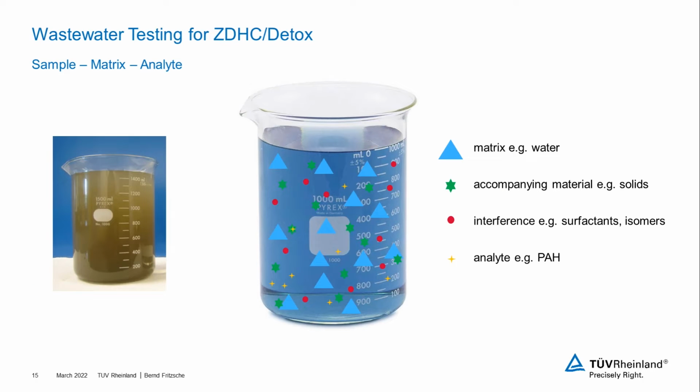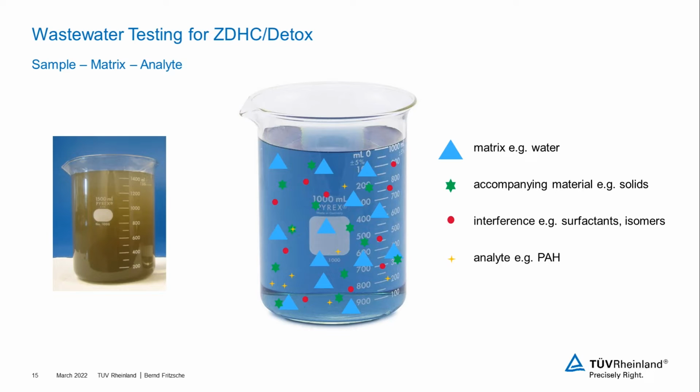It would be nice and practical if our sample were made up of only water and our analyte. Unfortunately, this is not the case. Wastewater has quite a lot of constituents. Some are demonstrated here. So we will have accompanying materials, often solids or salts, and other interfering substances that can have a negative influence on our analysis, such as surfactants or isomers of actual analytes. And then the actual substance we are interested in, and the pH. So everything that is not our analyte, we call the matrix.